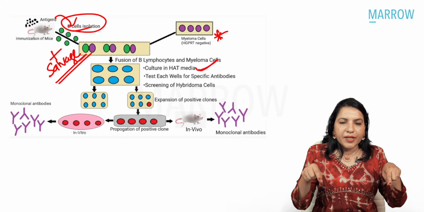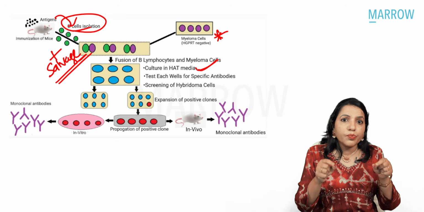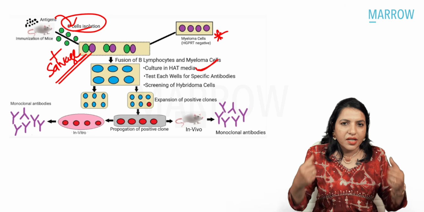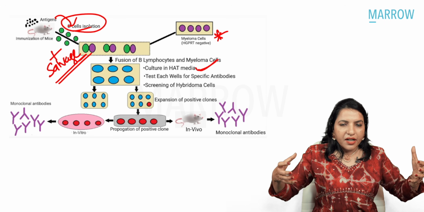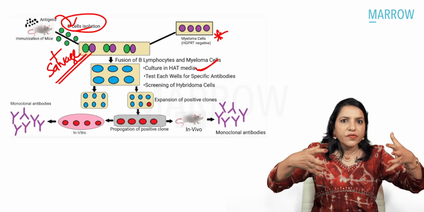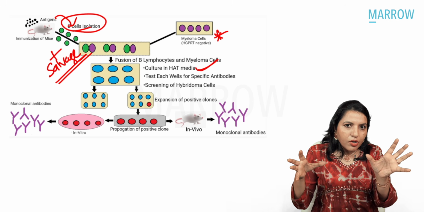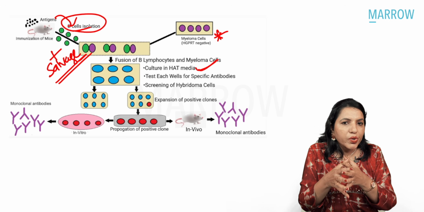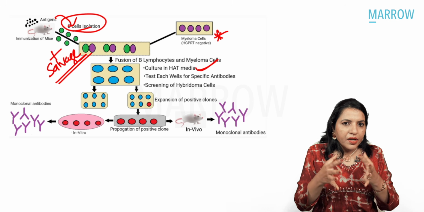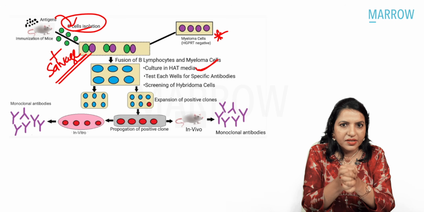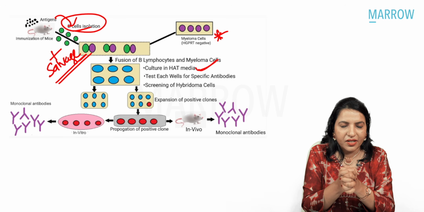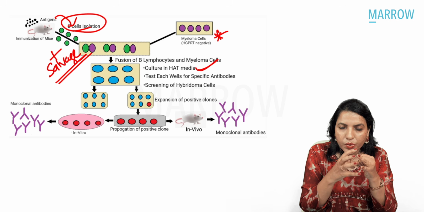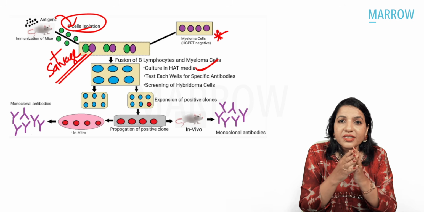Now in this medium, there is one more agent which is called polyethylene glycol. What is polyethylene glycol? It's a fusing agent, which means in this medium, because of the action of this PEG, the myeloma cell is fusing with the B cells. Okay. Now, if they fuse, that is called a hybridoma cell. When a myeloma cell fuses with a B cell, that is called a hybridoma.